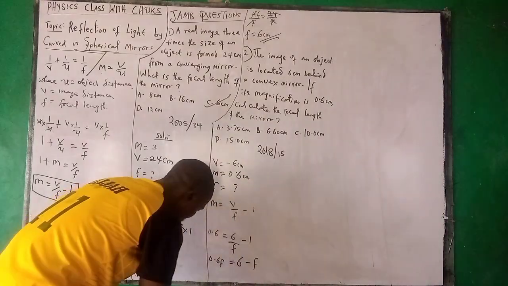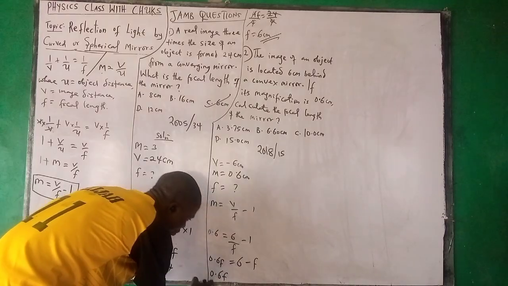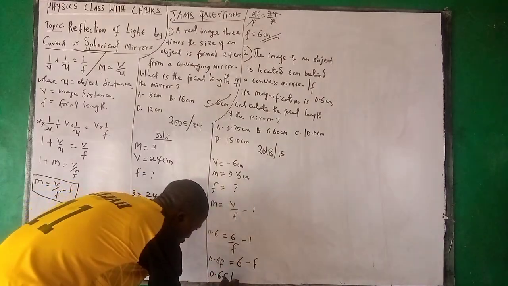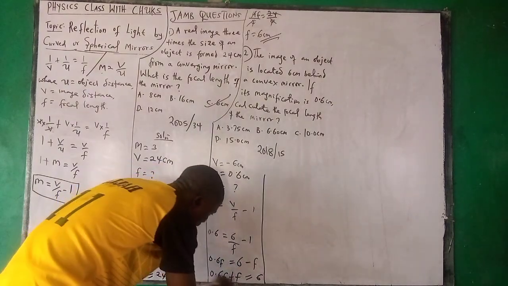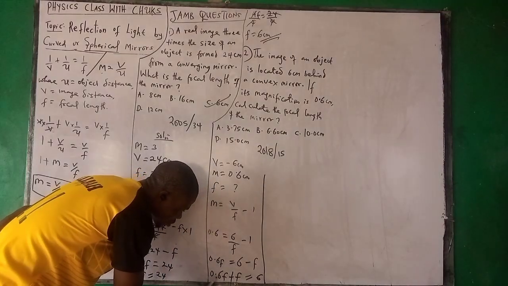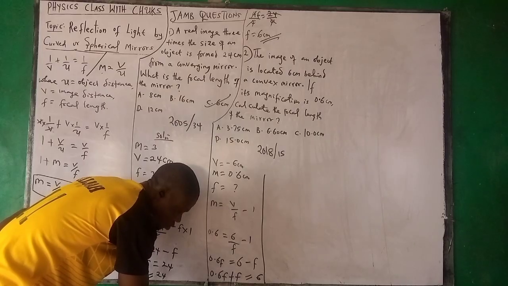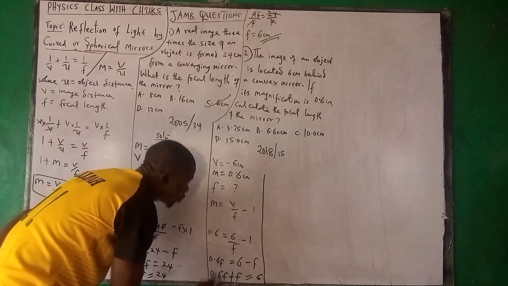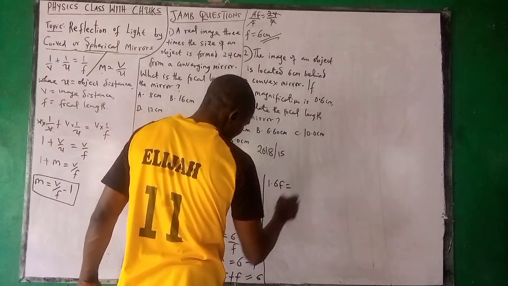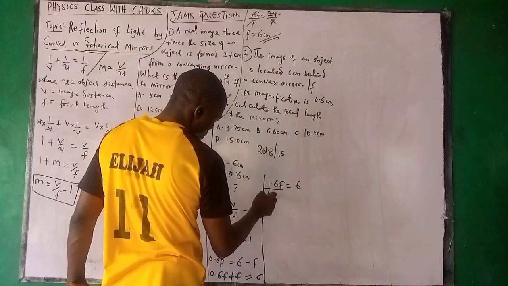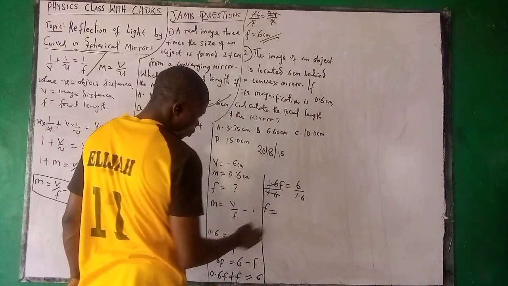As we did last time, you collect like terms: 0.6 F plus 1 F equals 6. Remember this means 0.6 F and this means 1 F, and 1 F plus 0.6 F gives you 1.6 F, equal to 6. What next? Let me divide by 1.6 on both sides. This cancels, and F becomes equal to 6 over 1.6.